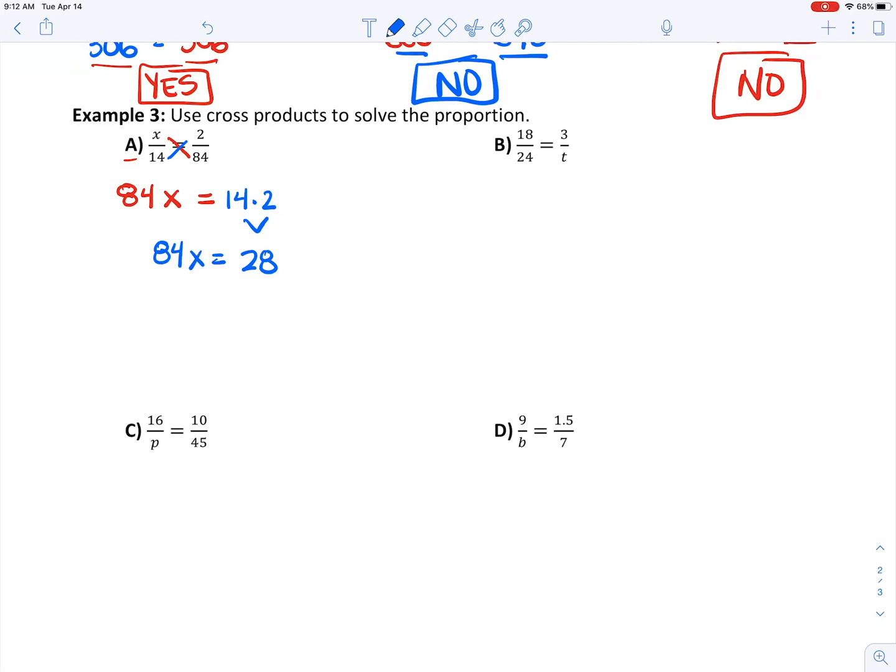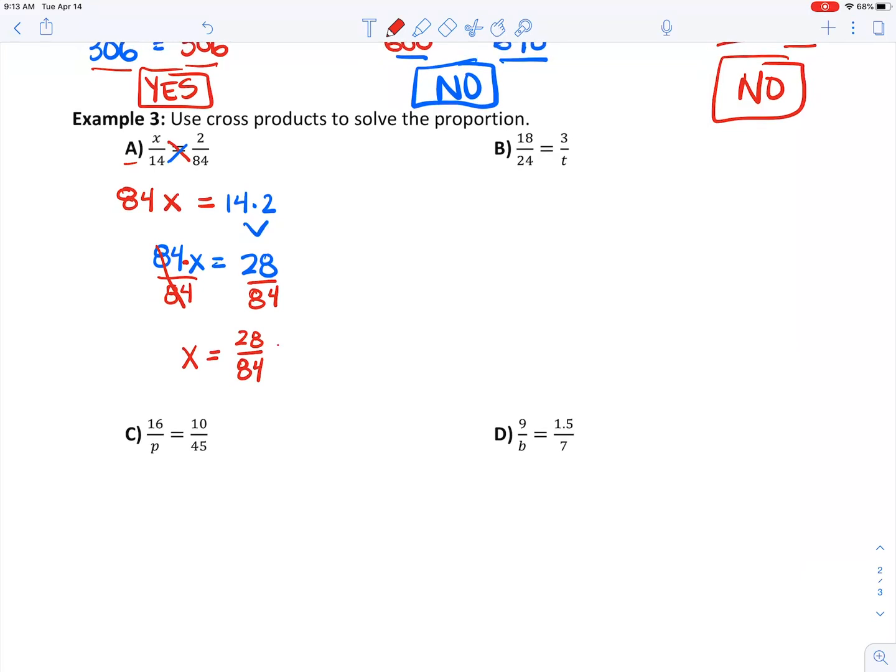Okay, and then we just have 84x. I'm just going to write that down. Now, keep in mind that this is 84 times x. So how do you undo times? You divide. So I divide both sides by 84. So now we get x is equal to 28 divided by 84, which is going to be a fraction, and that's okay. If I were to simplify that, that's going to be 1/3. Or I could write it as a decimal, 0.3 repeating. Any of those is okay with me.